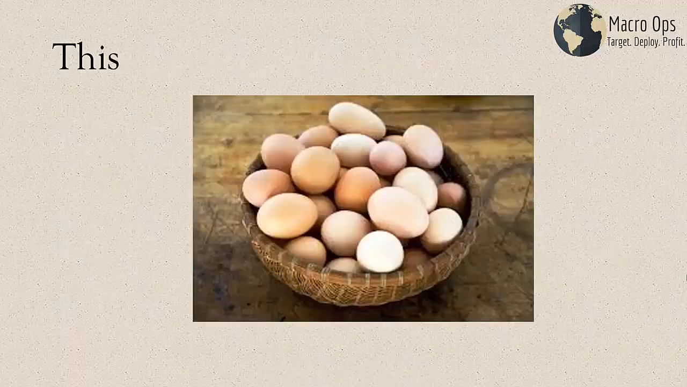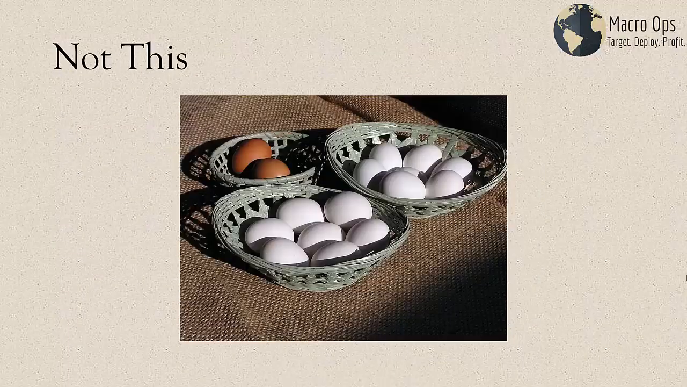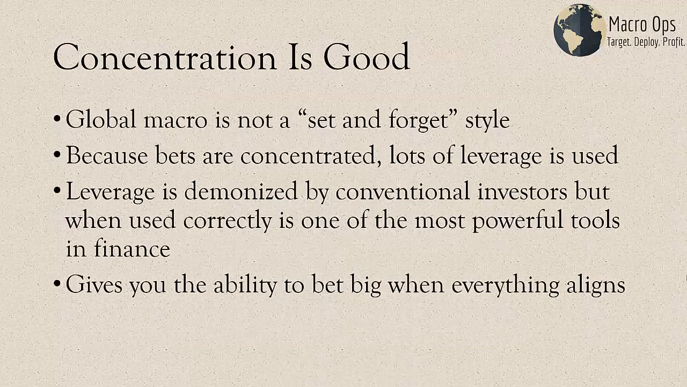So they put all their eggs in one basket and they watch that basket like a hawk. A passive investor is going to put a few eggs in a couple of baskets, all right? And that's because they're not really watching their investment like a hawk, like a global macro trader would be doing. So for macro, concentration is good, all right? It's not a set and forget style by any means.